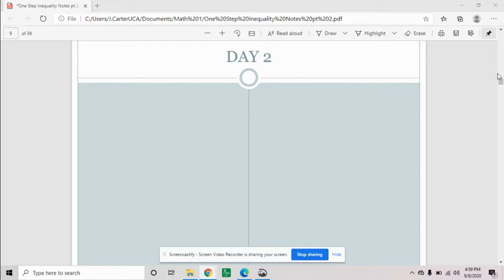So yesterday we looked at this PowerPoint and I went through some examples with you on inequalities, which is exactly like an equation. There's just a different symbol that's there. So today we're going to continue looking through this PowerPoint.